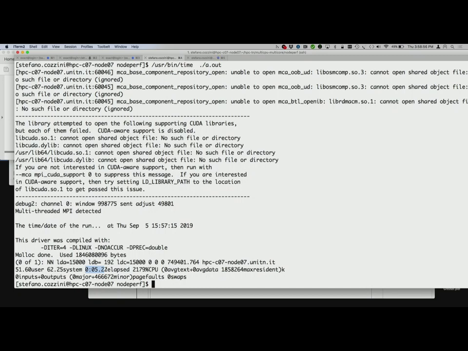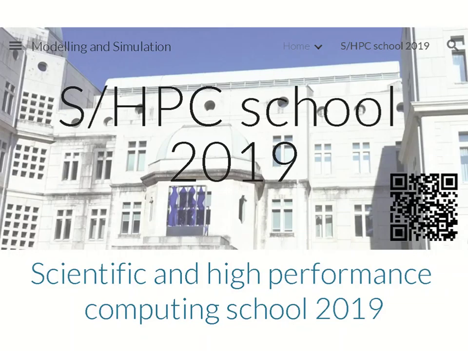System time: you have 62 seconds of system time. It means that the operating system is always struggling in defining where to put my threads and so on and so forth. So this code doesn't scale at all, because there is too much overhead associated with the management of the threads for such a small problem. We can see, and we should see, let me see if this is true.